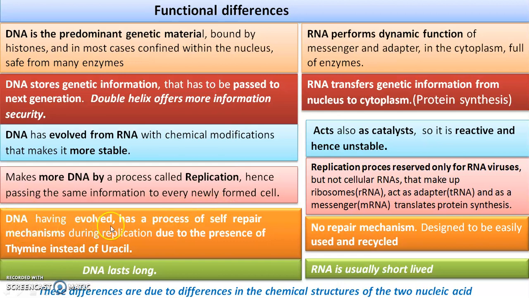DNA, having evolved, has a self-repair mechanism which is absent in RNA, and that is again due to thymine, as I said earlier. Instead of uracil, thymine is there, so this is possible. Otherwise correction won't be possible. Whereas RNA, they are designed to be easily used and recycled. Every now and then they are disintegrated and again the elements are reused. DNA lasts long. That is the important feature because of proofreading. Whereas RNA is usually short-lived.